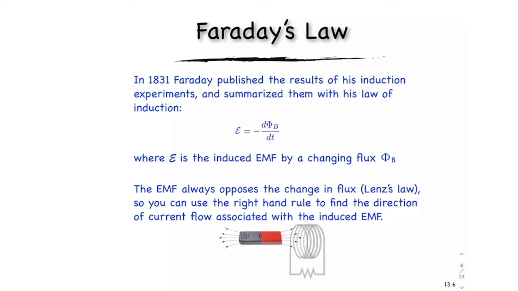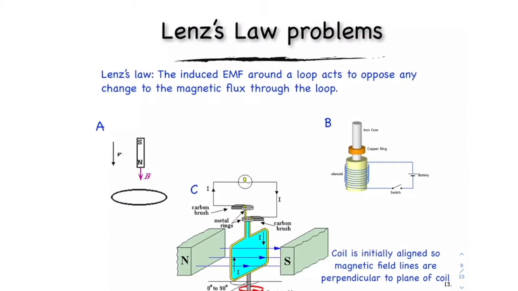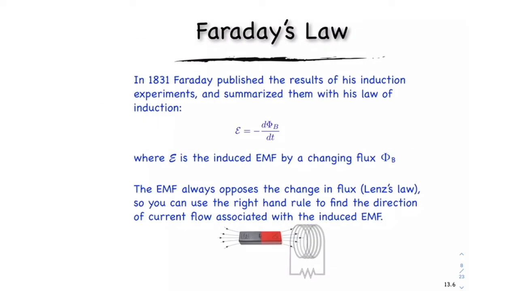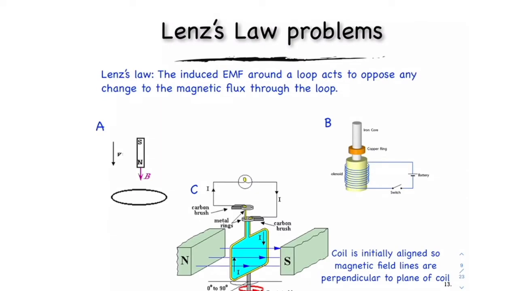Okay, so let's talk a little bit about this sign and what that means. Lenz's law, in words, simply states that an EMF gets induced in a loop or a circuit that tries to oppose any change to the magnetic flux going through it. And mathematically, what that means is this sign is negative. Okay, but sometimes it's useful to say those words.